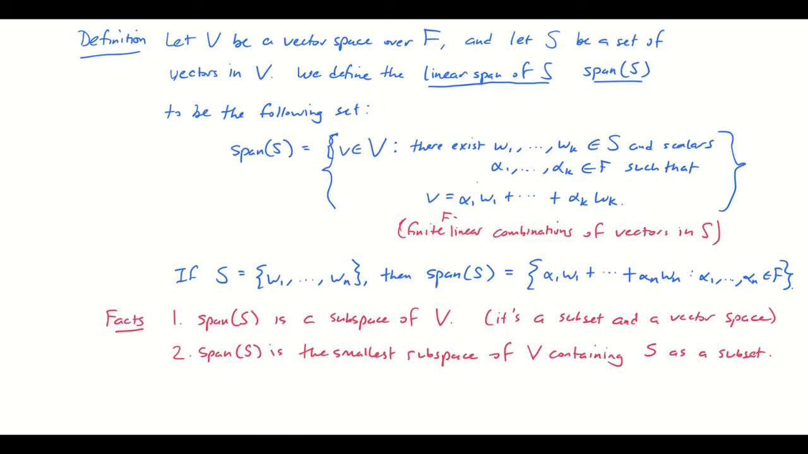So then once I have all of these, the span of S is a subspace of my supposed subspace W, which means this has to be the smallest that contains S. Okay, so those are a couple of facts. Now here's an example from field theory.